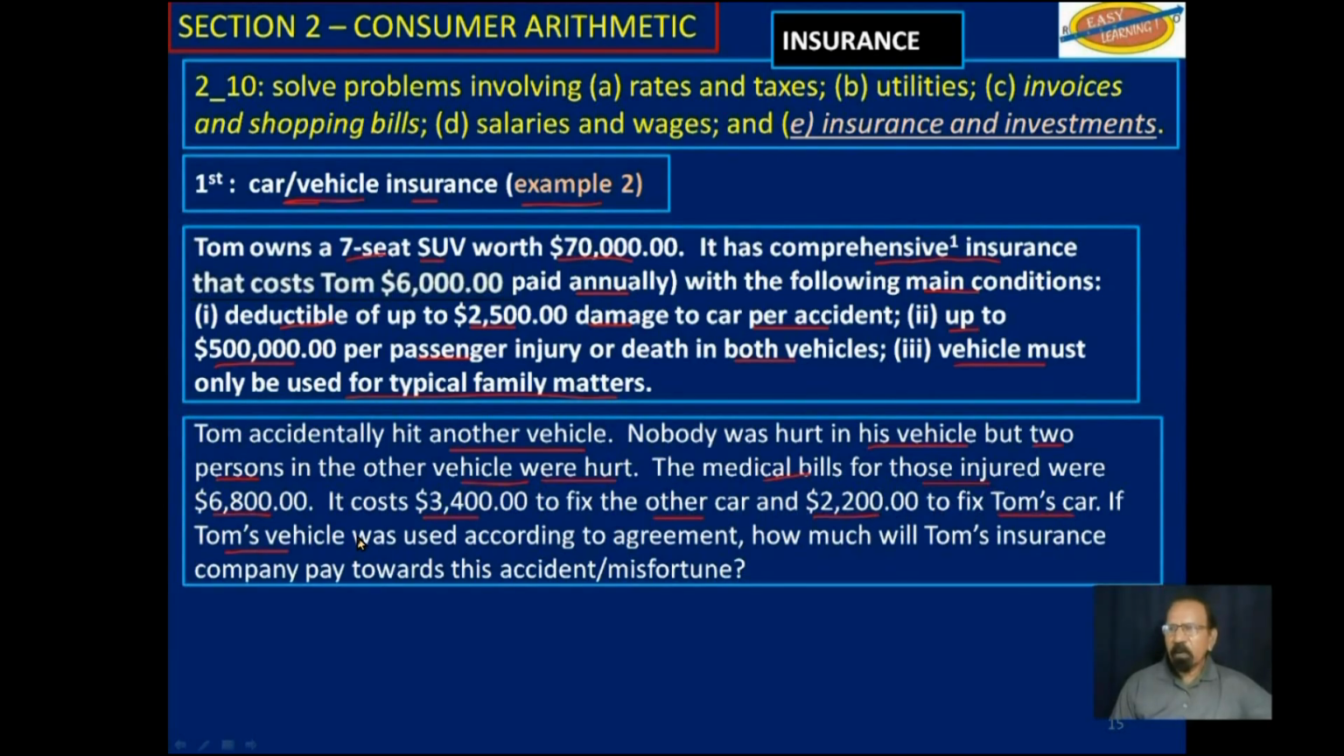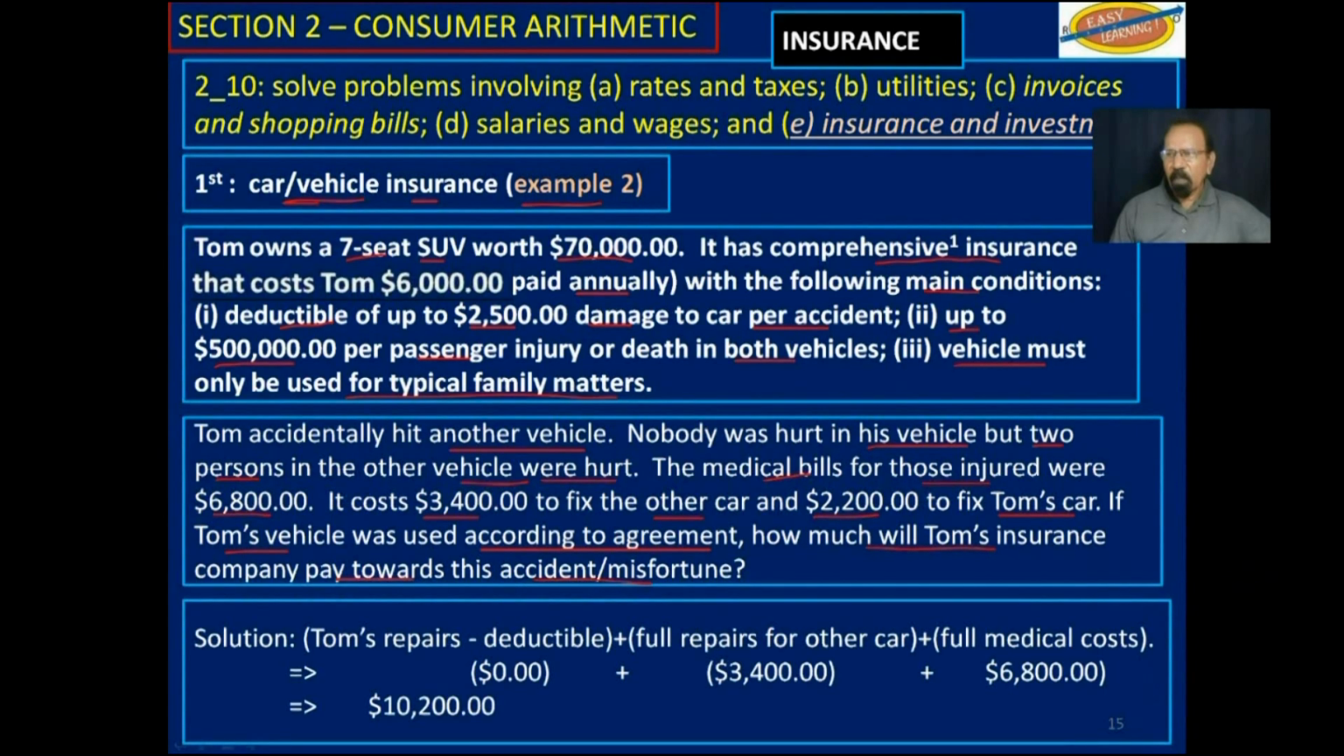If Tom's vehicle was used according to agreement policy, how much will Tom's insurance company pay towards this accident or misfortune? So first of all, let's deal with Tom's repairs, which is $2,200 subtracted from $2,500, which is the deductible. So he gets no money to fix his car because that costs less than the deductible.